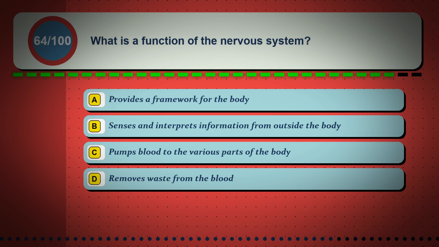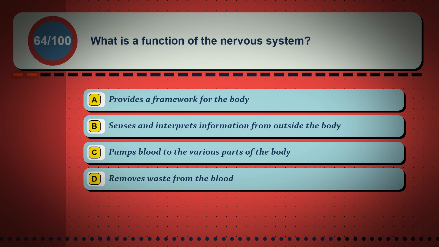Question 64. What is a function of the nervous system? Option A. Provides a framework for the body. Option B. Senses and interprets information from outside the body. Option C. Pumps blood to the various parts of the body. Option D. Removes waste from the blood.